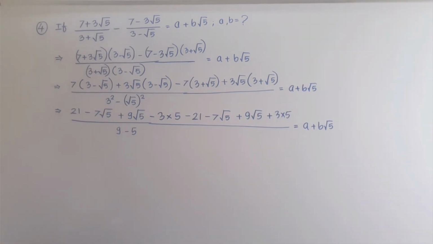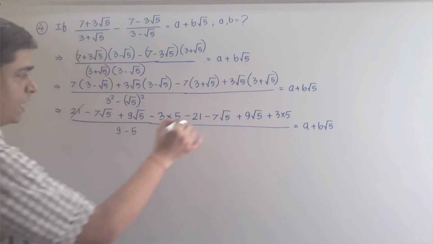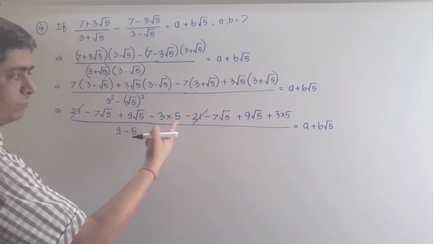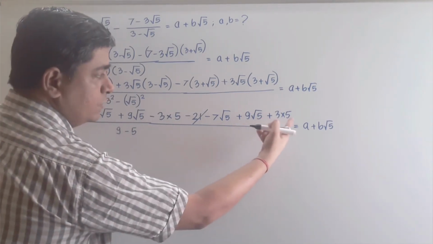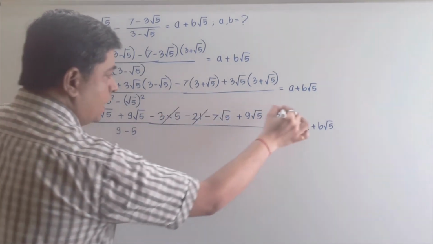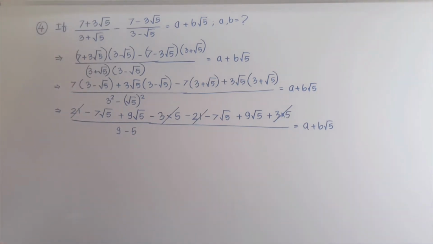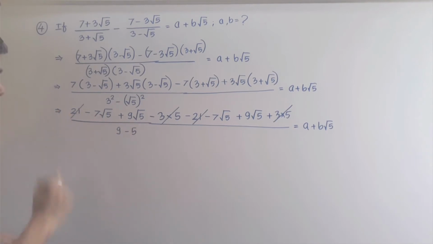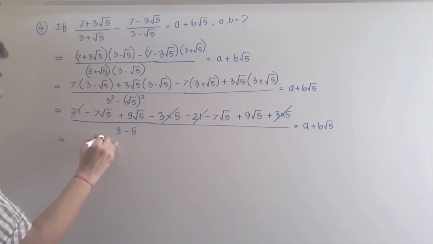Now let us cancel some terms which can be cancelled directly. 21 and 21 we can cancel. Minus 3 into 5 will become 15, and plus 3 into 5 will become 15. So this one and this one can be cancelled directly. Now one thing you observe, 9 under root of 5 minus 7 under root of 5, both are of root of 5 only. So from 9 I can subtract 7. This will remain 2 under root of 5.